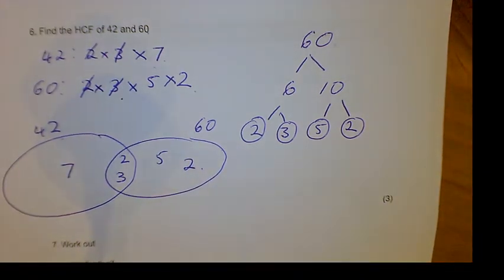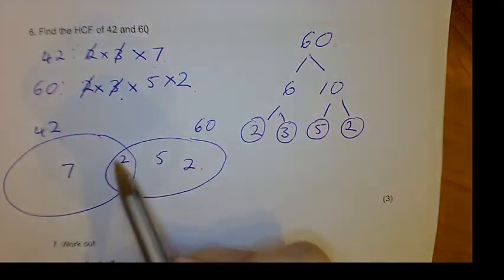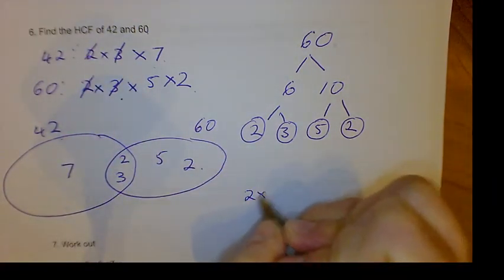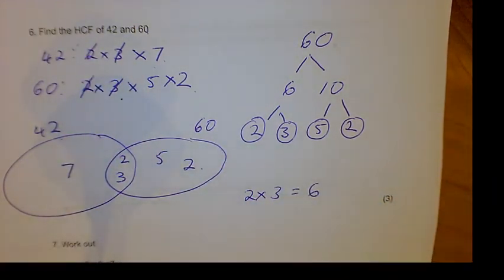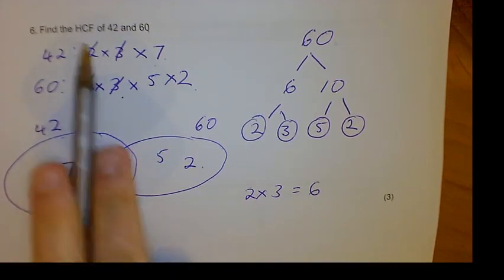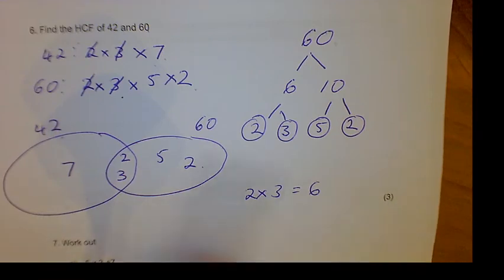The HCF is the middle bit, which is 2 times 3, which is 6. If you knew that was the HCF, you'd get 3 marks anyway. But that's how you find it out. 1 mark for doing the tree, 1 mark for the Venn diagram, 1 mark for the answer.